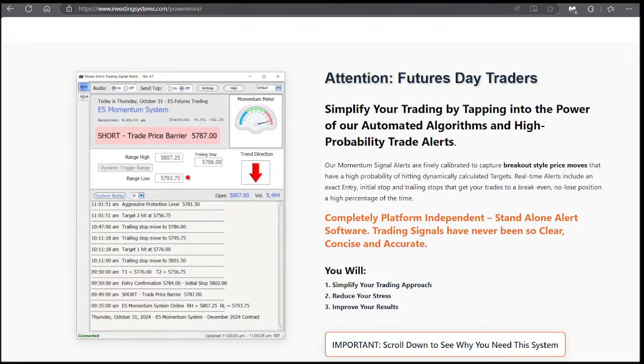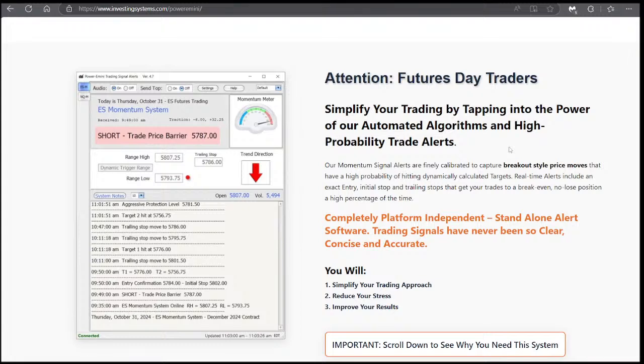And when you come to this page, the first thing that I mention is to simplify your trading. And that's a big deal because nowadays, if you're trading futures, there's so many complicated approaches. There's so many different indicators, and people will tell you different stuff. There's just a lot to it. And this particular software simplifies everything, and it's an end-to-end trading system.